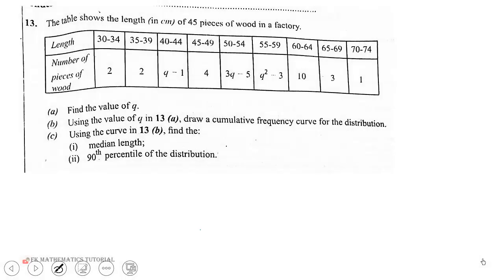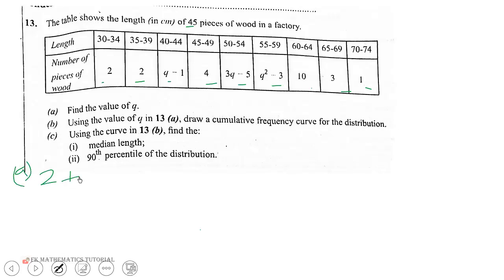Here we have question number 13 on statistics. The table shows the length in centimeters of 45 pieces of wood in a factory. Find the value of Q. Since we have 45 pieces of wood, we need to make sure that all these frequencies sum up to 45. So let's start with the A aspect.